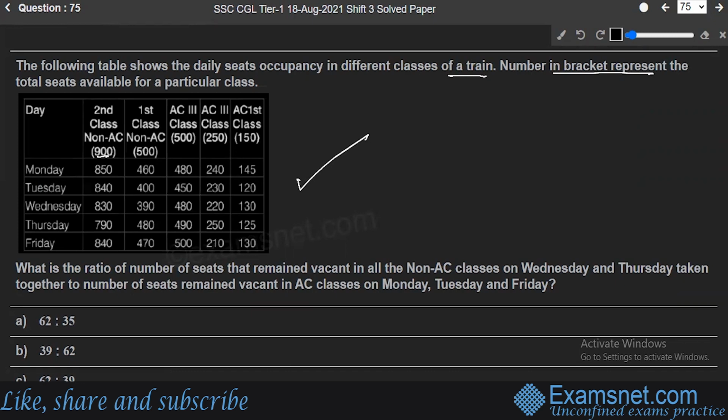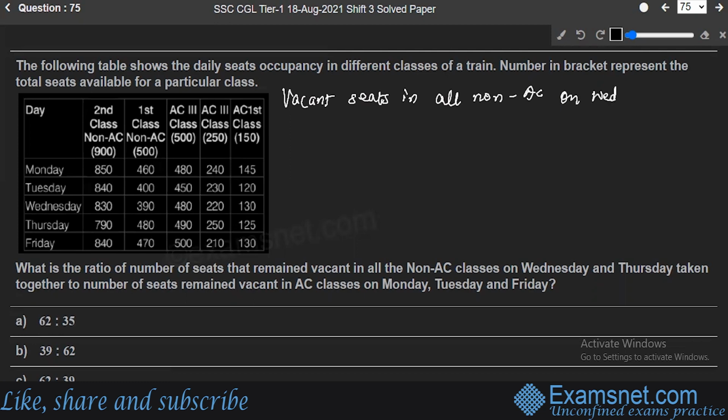Now, what is the ratio of the number of seats that remain vacant in all non-AC classes on Wednesday and Thursday, taken together, to the number of seats remaining vacant in AC classes on Monday, Tuesday, and Friday? These are the given ratios. Let's start with the solution now. Vacant seats in all non-AC on Wednesday.